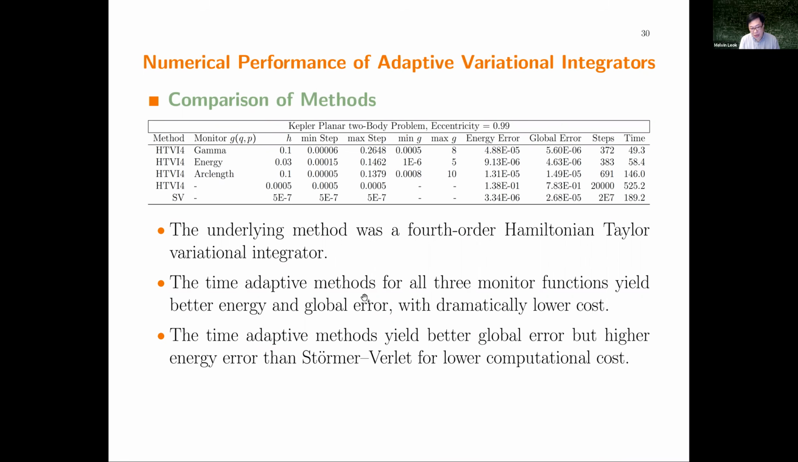And these time-adaptive methods perform much better. They have better energy and better global behavior with dramatically lower cost. And what's surprising is that this actually is better even compared to things like Stormer-Verlet from a computational efficiency perspective. And if you know something about Stormer-Verlet, it's in practice very, very difficult to compete with because it's an explicit method with a lot of nice conservation properties, right? So nevertheless, from a computational efficiency perspective and quality of simulation perspective, these adaptive variational integrators are capable of doing a comparable, and in most cases, a better job.